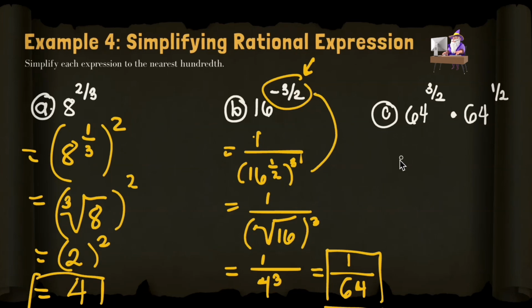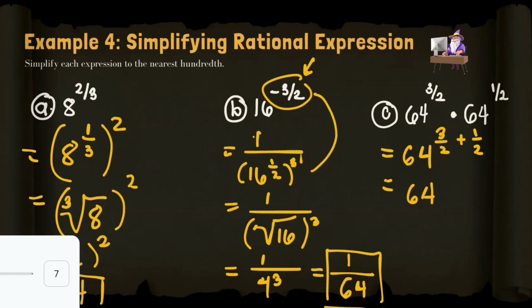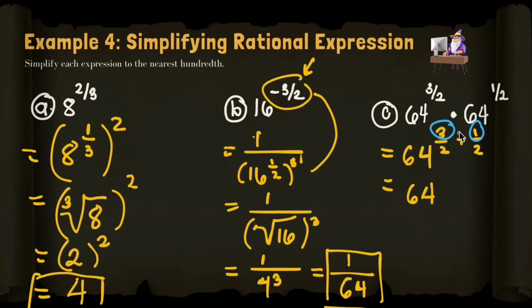Okay. Now, in this case, we have 64 raised to 3 over 2 times 64 raised to 1 half. And we want to apply the product rule for exponents. Okay? Since the exponents are rational and we have the same base, we can copy the base and then add the two exponents. Since we have the same base, we just copy the base once again. And then ito ay parehas naman sila ng denominator, so we can easily add the numerator and then copy the denominator. So 3 plus 1, that is 4, over 2 since the same.